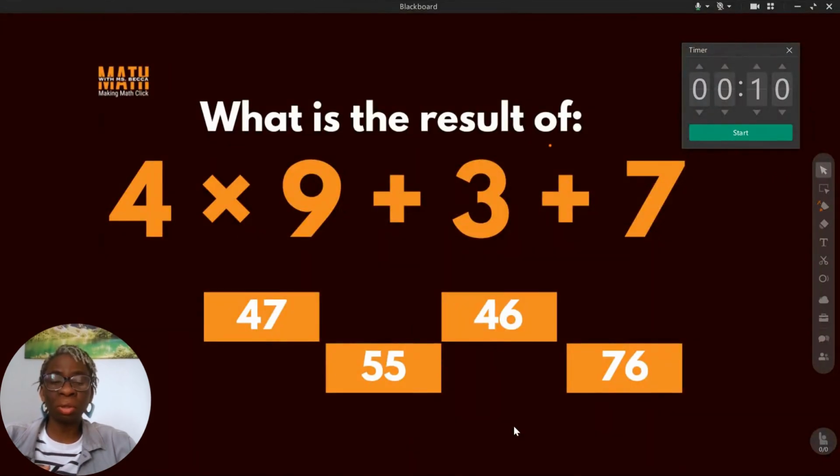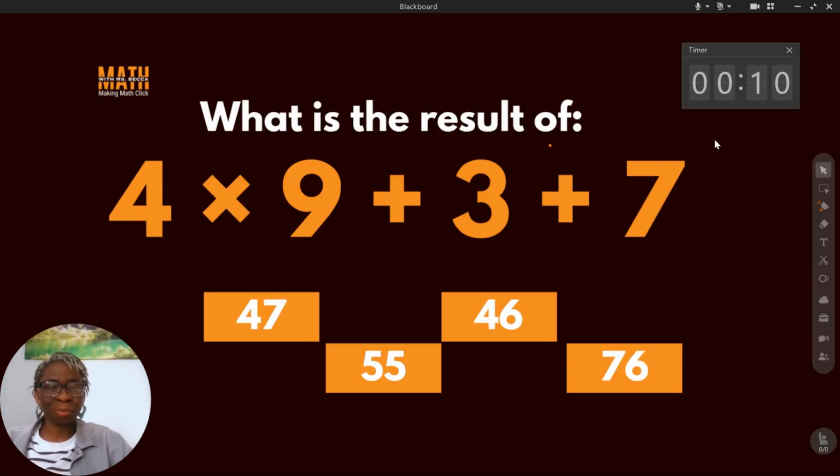What is the result of this? So I'll be giving you 5 different questions, and let's see if you'll be able to answer each one in 10 seconds. So let's start.